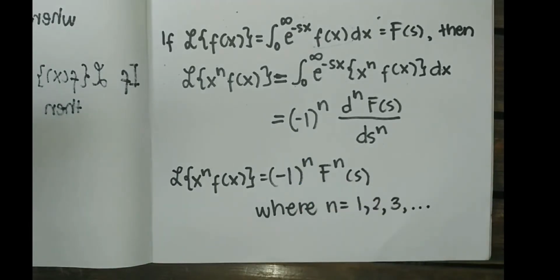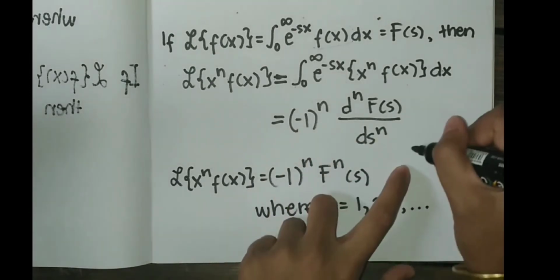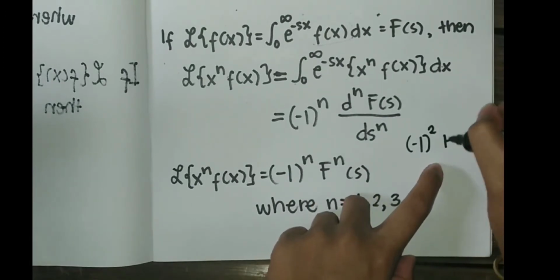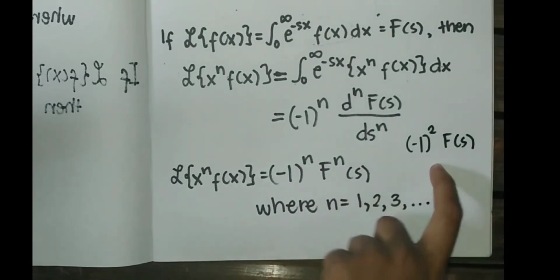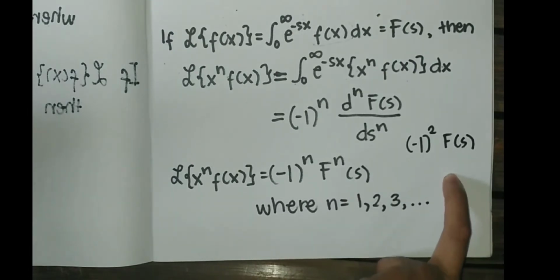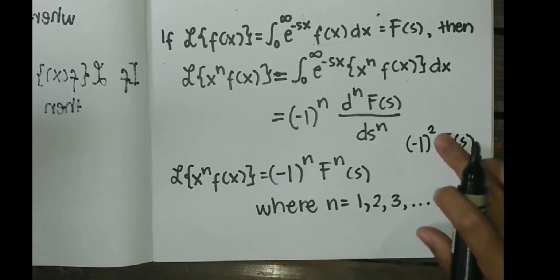So for example, if you have negative 1 raised to 2 times F of s, then you have to differentiate your F of s twice since n is 2.